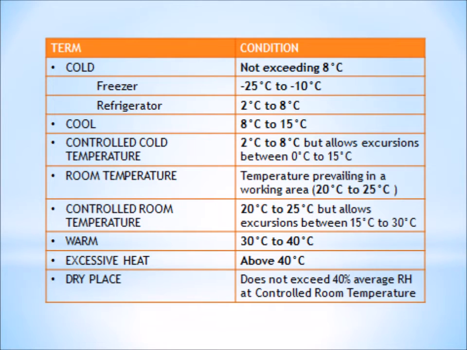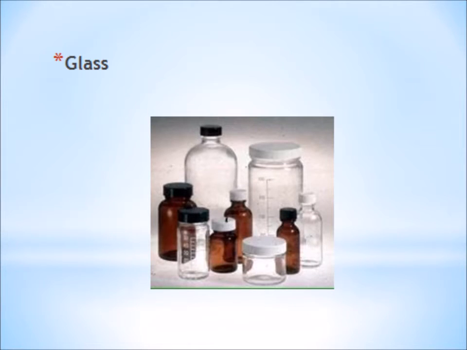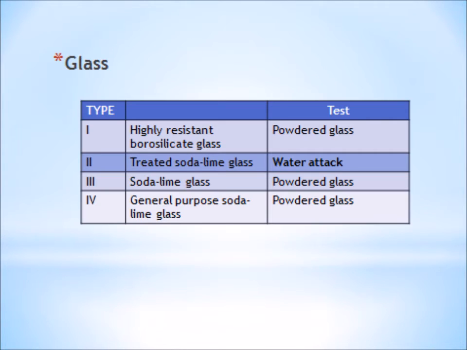Warm, 30 to 40 degrees Celsius. Excessive heat, above 40 degrees Celsius. Dry place, does not exceed 40% average relative humidity at controlled room temperature. Glass, available in white flint, amber, or colored. Type 1, highly resistant borosilicate glass. Type 2, treated soda lime glass. Type 3, soda lime glass. Type 4, or non-parenteral, general purpose soda lime glass.